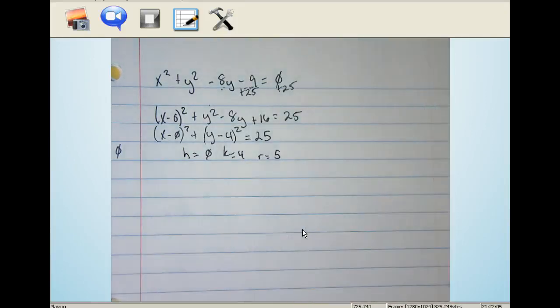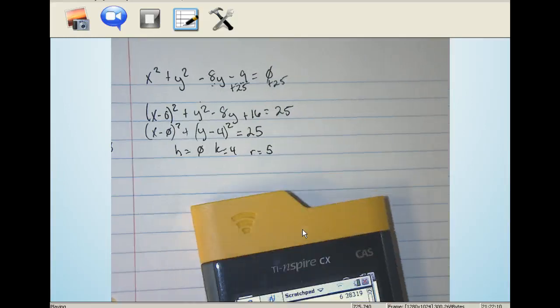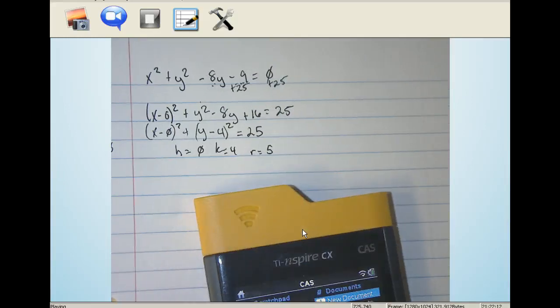So let's see, is there a way we could do this on the calculator? I love the calculator, man. Hold on, let's do this.